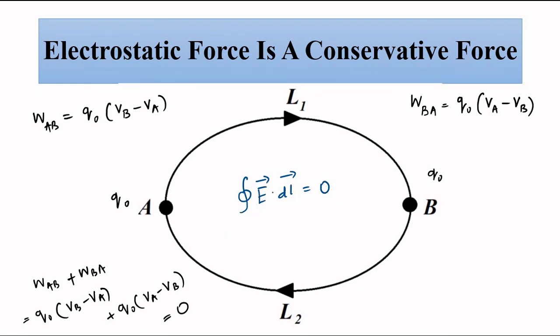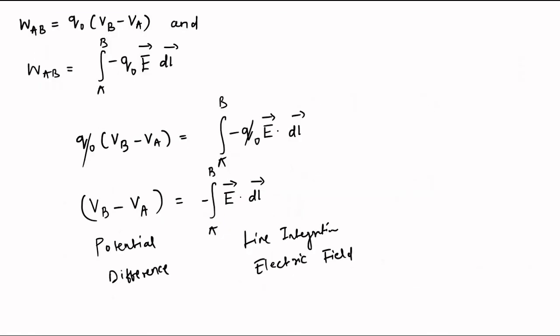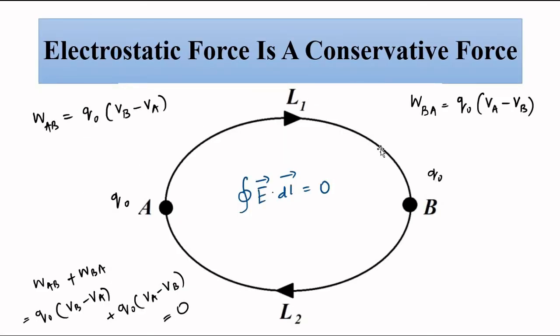So here we have discussed the relationship between electric potential and line integration of an electrostatic field, and also discussed the nature of electrostatic force, that it is conservative in nature, that is, the work done in moving a test charge around a closed path in an electrostatic field is 0. So the line integration of an electrostatic field around a closed loop or a closed path is 0.